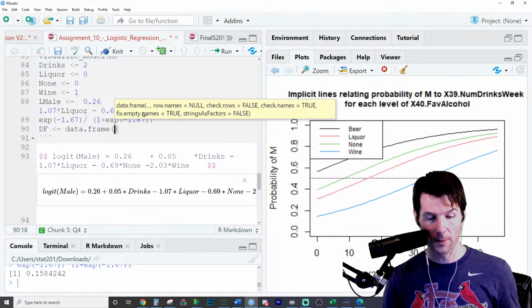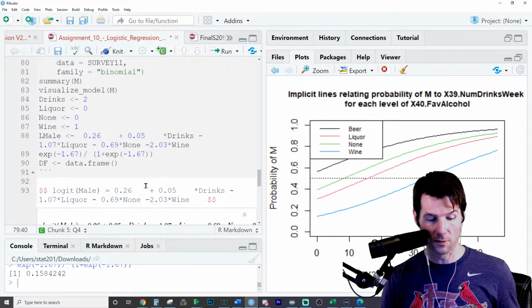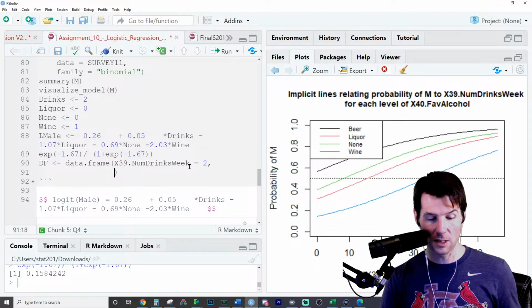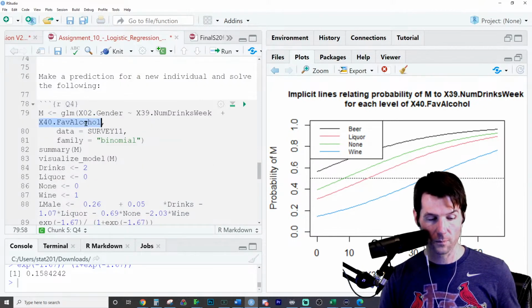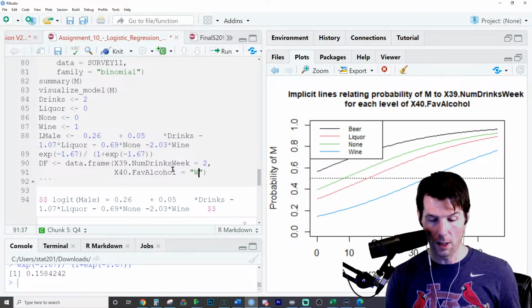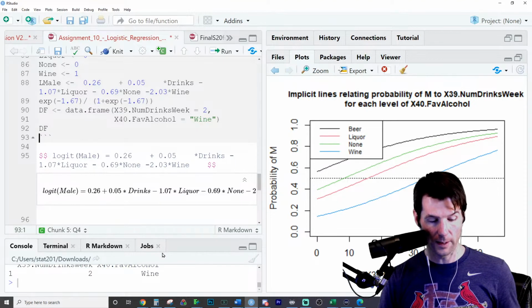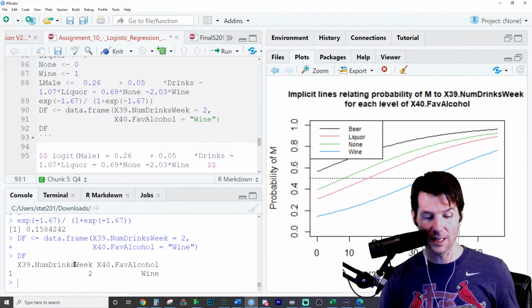We need to make a data frame, and we need to bring over our variable names. We've got right here number of drinks per week, and we need to set number of drinks per week equal to the amount we want. And then we need to set favorite alcohol equal to what we want right here. And it was wine. So now we have a data frame that looks like the following. The data frame just has in it the X variables that are going to make predictions.